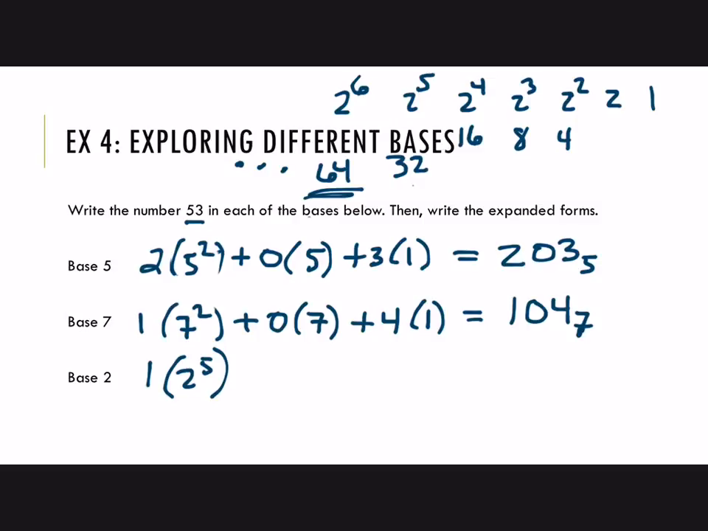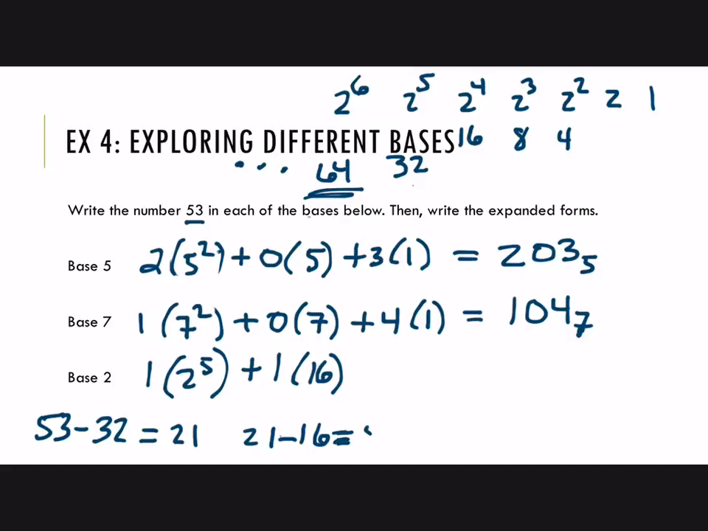Okay, and if you subtract 32 from 53, that leaves you with 21. So not enough to make another group of 32, but certainly enough to make a group of 16. All right, and subtracting 16 from 21, that leaves 5 left over. So that's enough to make, oops, sorry, I should write 2 to the 4th. 2 to the 4th. All right, 5 left over.